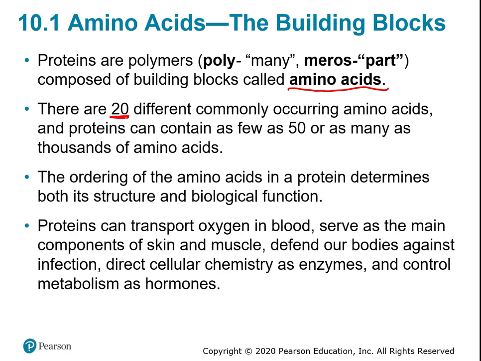We're going to talk about the order and how these amino acids affect the structure and then the function of proteins. And then this is sort of like examples of some of the functions that proteins have. But we're actually going to go over the 8 main functions that proteins have in the body.